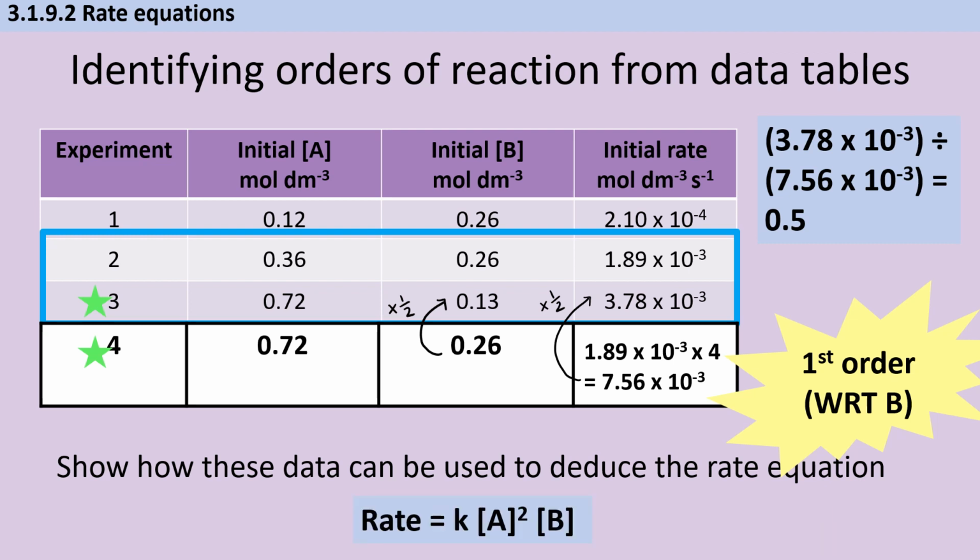This question asked me to deduce the rate equation, so it's not enough to just know what the partial orders are, I need to put them in the right format. So this is always going to take the form rate equals K, which is the rate constant that we'll talk about in a second, and then square brackets around each of the reactants that the partial order is more than 0, and then you use the partial order as the power.